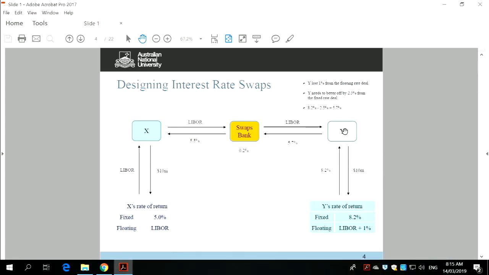Anyway, so company X pays the LIBOR to the bank, passing the LIBOR to Y, and we understand company Y's comparative advantage lies in the fixed rate, right? So we're going to ask company Y to invest his $10 million in a fixed rate investment opportunity, which provides 8.2% return to Y.